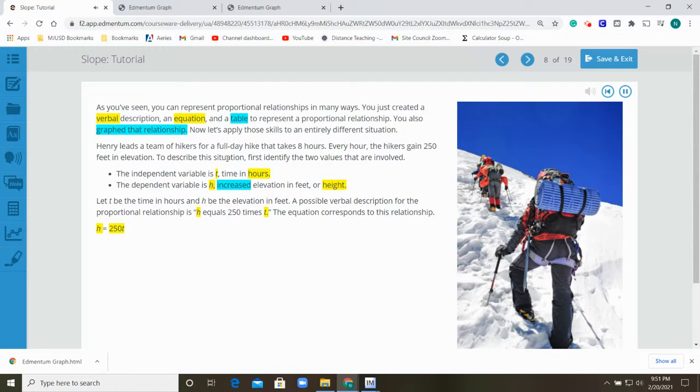To describe this situation, first identify the two values that are involved. The independent variable is t, time in hours. The dependent variable is h, increased elevation in feet or height. Let t be the time in hours and h be the elevation in feet. A possible verbal description for the proportional relationship is h equals 250 times t. The equation corresponds to this relationship. h equals 250t.